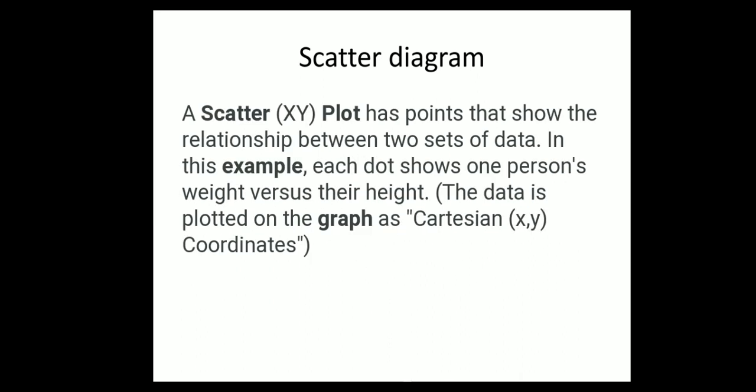A scatter XY plot has points that show the relationship between two sets of data. In this example, each dot shows one person's weight versus their height. The data is plotted on the graph as Cartesian XY coordinates. So you can draw these charts in your classroom with the height and weight of 30 friends, and then you can see the scatter plot of your own.